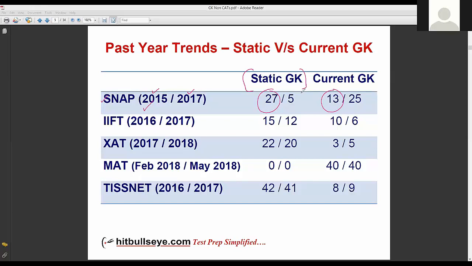Okay. So again, as far as SNAP is concerned, SNAP 2015 and SNAP 2017, there is a stark contrast, right? One year, 2015, you get 27 questions out of a total of 40 from static GK. And then the very next year, you have only 5 questions out of a total of 30 coming from static GK. So it's very difficult here again to find out a pattern. Let's move on to the next one, that is IIFT 2016 and IIFT 2017.